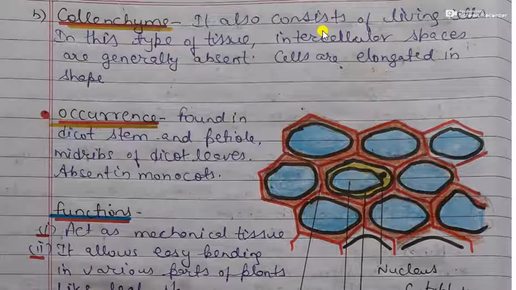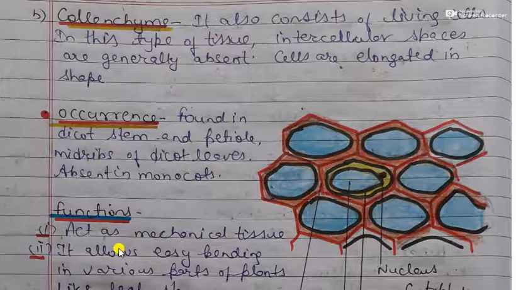Collenchyma also consists of living cells. In this type of tissue, intercellular spaces are generally absent. It means there are no intercellular spaces between the two cells and cells are generally elongated in shape. This tissue is found in the dicot stem and petiole. Petiole means the part by which a leaf is attached to the stem. Also in midribs of dicot leaves. So it is a tissue which is generally found only in the dicot. It is absent in monocots.